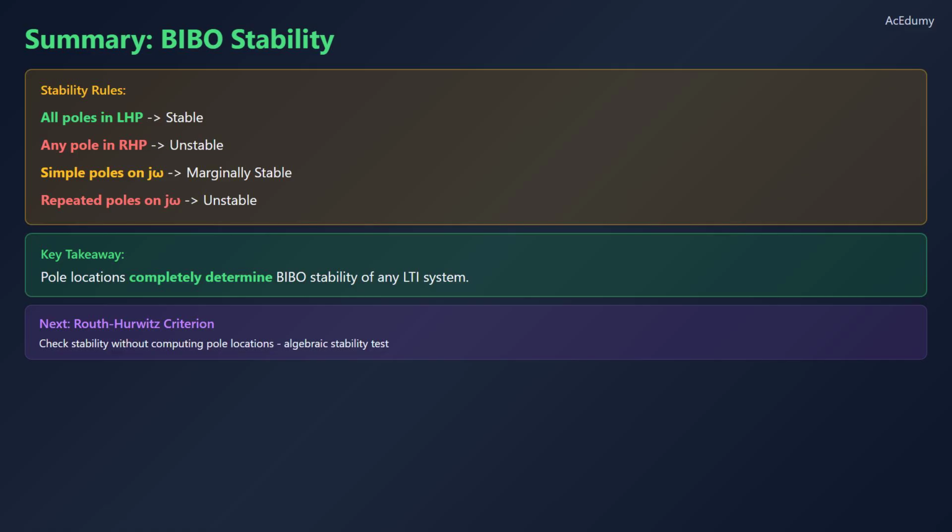In the next lesson, we will study the Routh-Hurwitz criterion, an algebraic method to check stability without computing the actual pole locations. This is especially useful for higher-order systems where root finding is difficult.